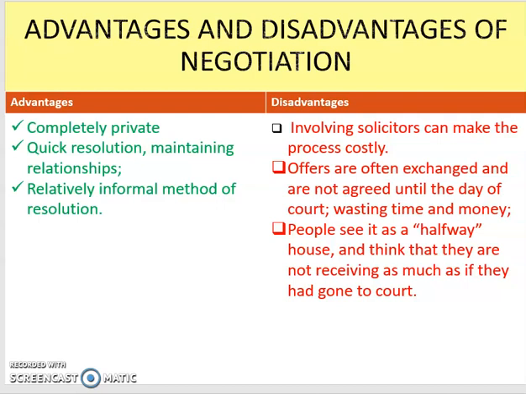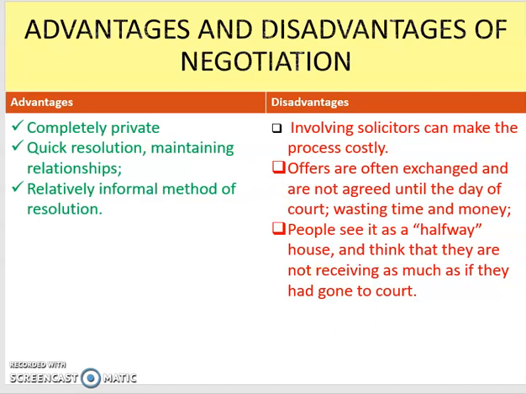But what I've put here as another disadvantage is that sometimes these offers to settle are not actually agreed until the day of court. So that's wasting time, it's wasting money. So we would want the settlement to be agreed quicker than that, ideally.